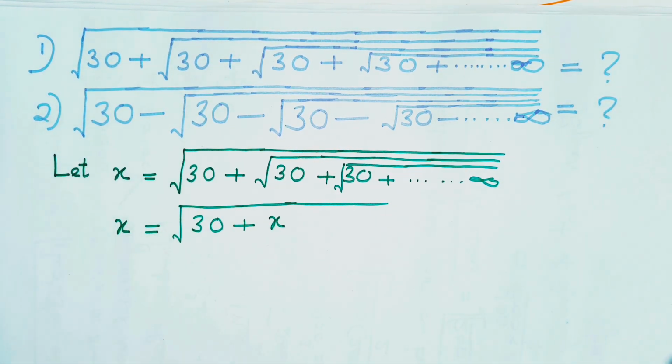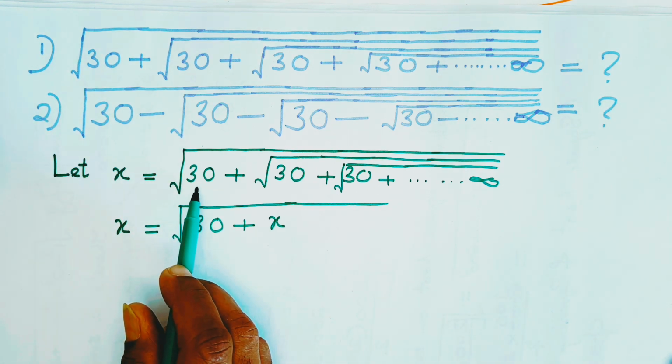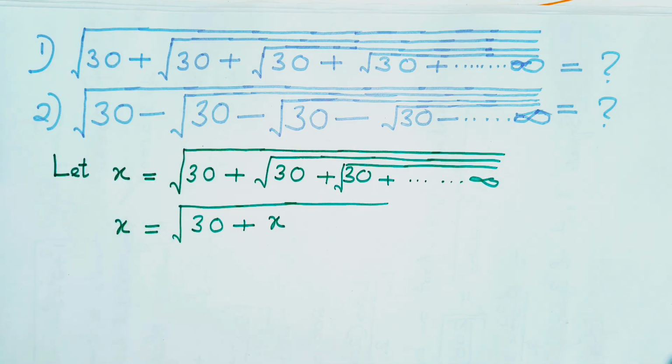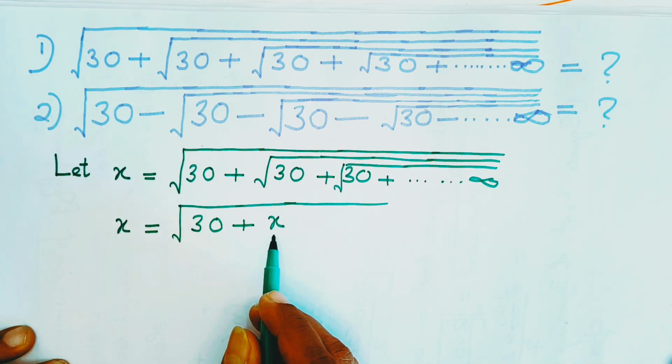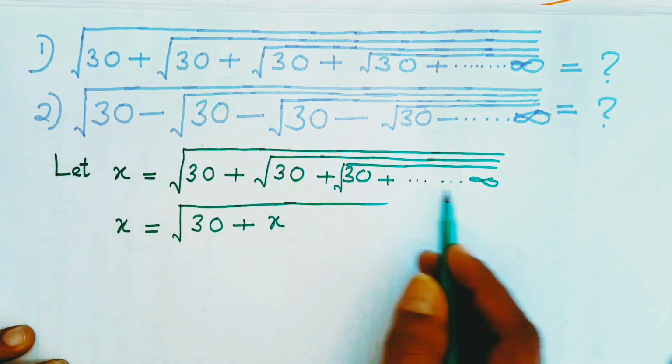Because as you know, infinity minus 1 is again infinity. Or rather, to give you another analogy, it's like removing a drop of water from an ocean. The ocean remains the same. In the same way, if you remove one term from this numerical expression, the expression remains unchanged. And that's the logic behind putting x instead of the rest of the series.